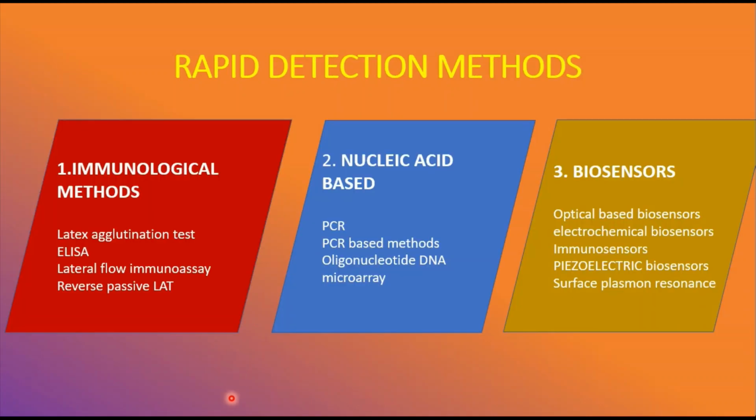Then what are the different types of rapid detection methods? We mainly have three types. One is the immunological methods or antibody assay methods. The second one is nucleic acid based methods. The third one is the biosensor methods.